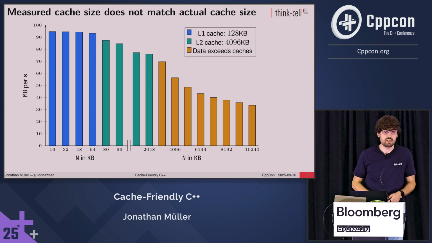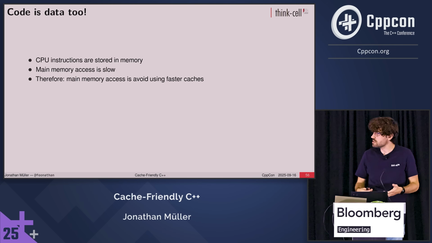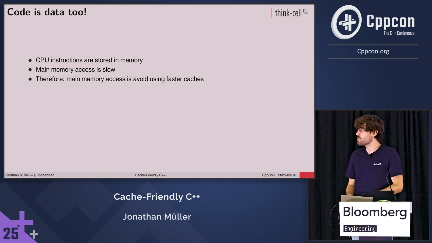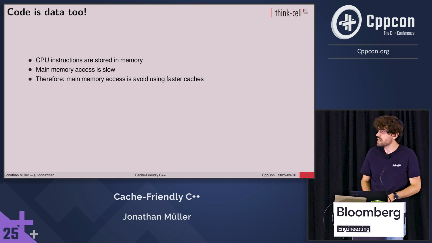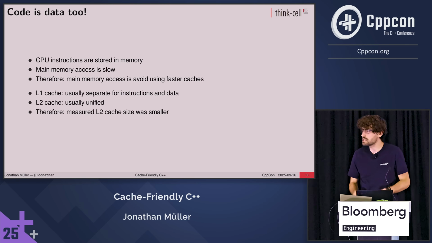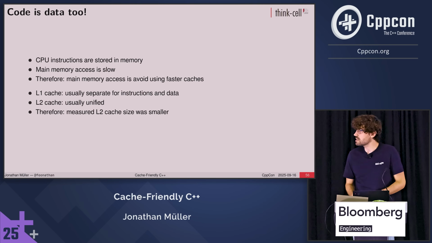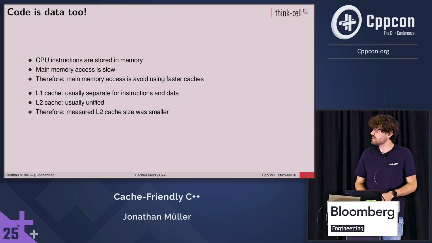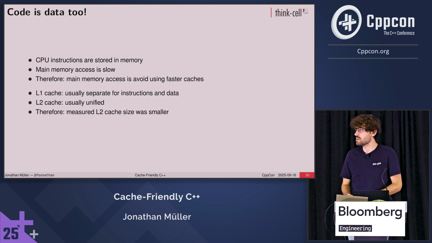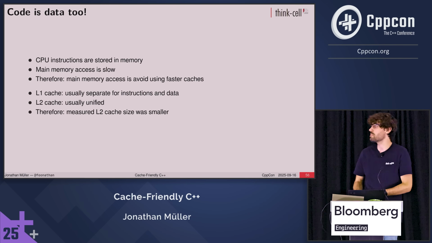Well, the simple answer is code is data too. The CPU instructions your program consists of also live somewhere in memory. And main memory access is slow. Therefore, it's avoided using faster caches. And these are the instruction caches. So on the L1 level, you usually have separate instruction caches compared to the data caches. But on the L2 cache, they're usually unified. So you have one cache to both cache the data that your program operates on and the program itself.